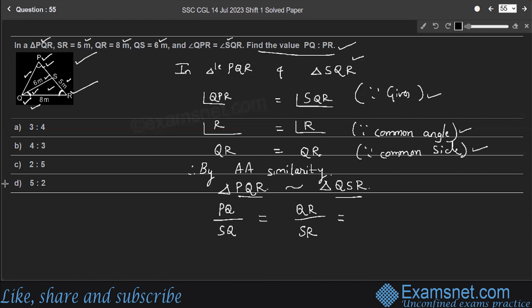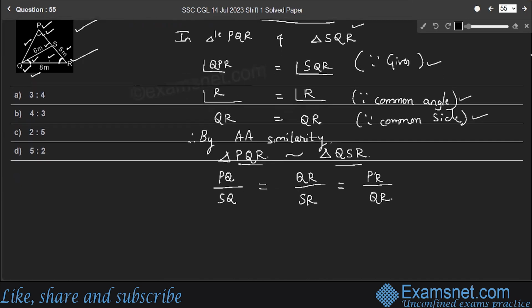the remaining side in PQR, which is not PQ, it is PR. And in SQR, the remaining side is QR, so PR by QR. So write their measures, which are already given. PQ, we need to find, by SQ, given 6 meter, is equal to QR, which is 8 meter, by SR, which is 5 meter, is equal to PR, which we need to find, by QR, which is 8 meter.